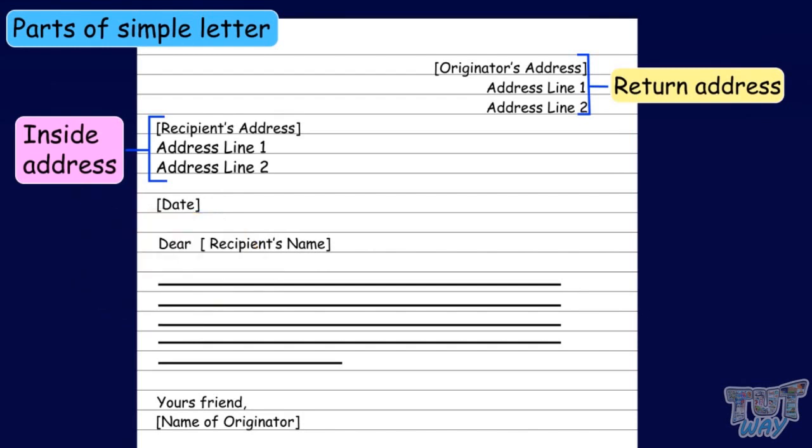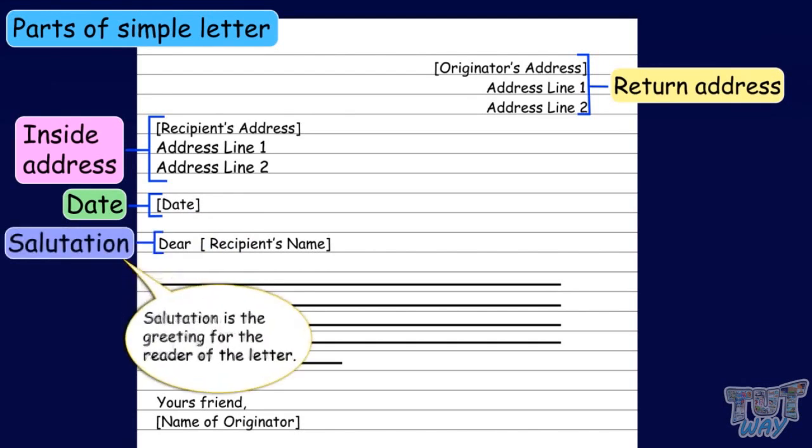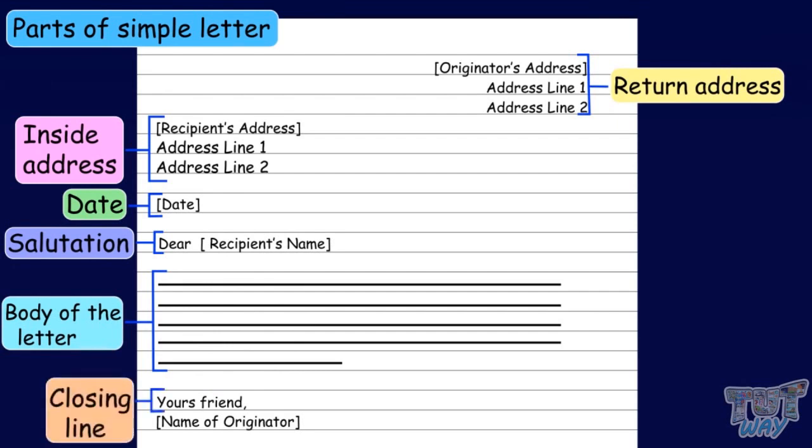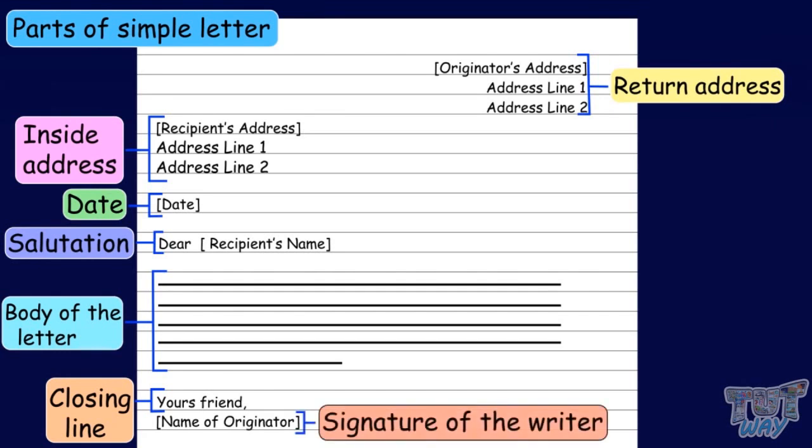Third, you will write the date. Fourth is the salutation, that is, the greeting for the reader of the letter. Fifth is the body of the letter. That is, the main content of the letter is given here. Sixth is the closing line. Last is the signature of the writer. For example, if you're writing from your side, it will be your signature, that is your name, and your designation.